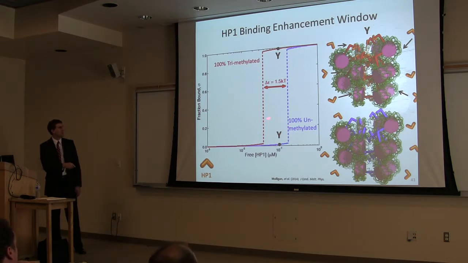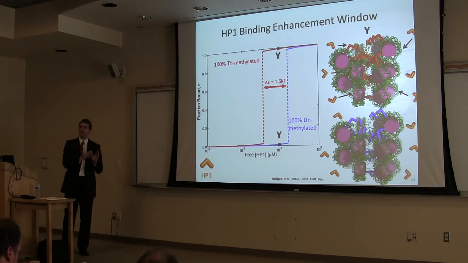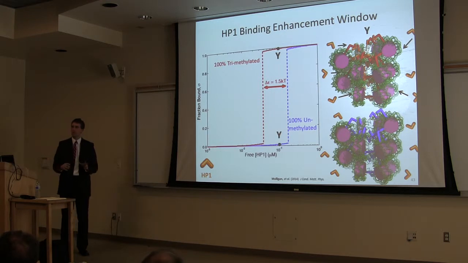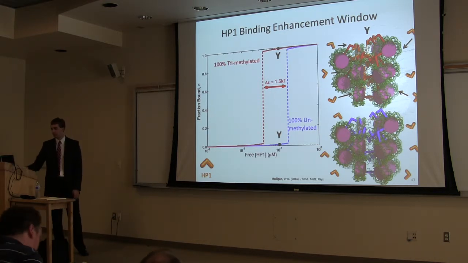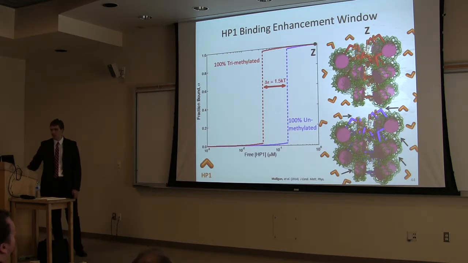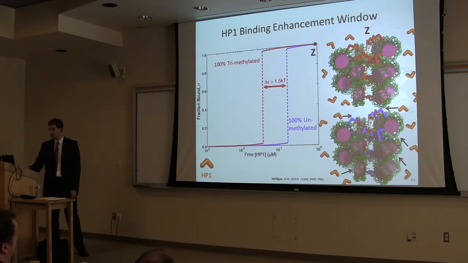And so this area of concentration here is defining a window in which HP1 will only be enhanced in the heterochromatin regions. And this is the window we'd expect the cell to want to operate in, to selectively have HP1 bind in those regions. Now, increasing the concentration further to point Z, you can get binding even in these unmethylated fiber regions.